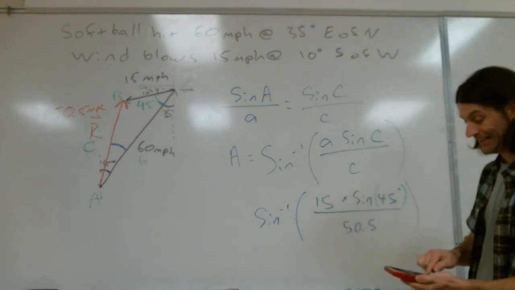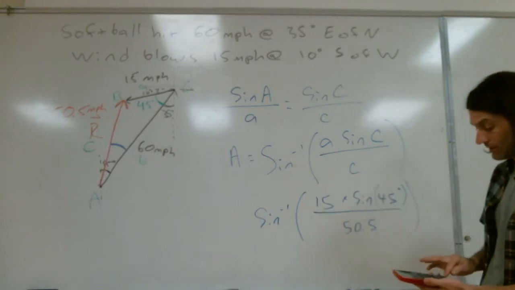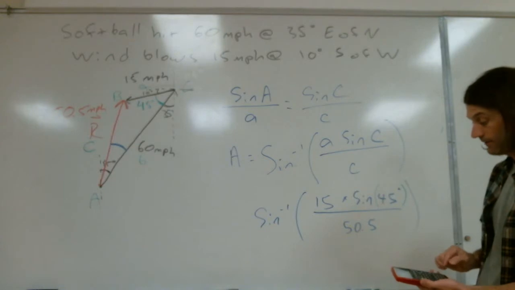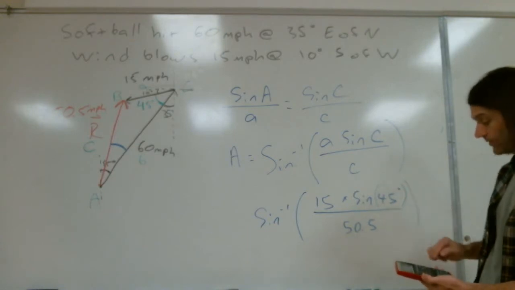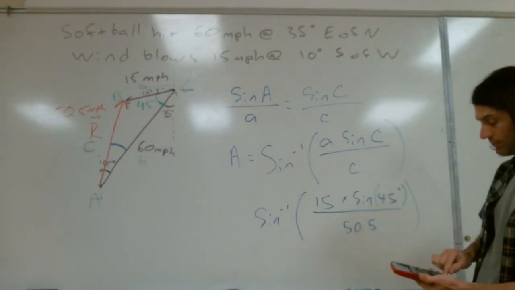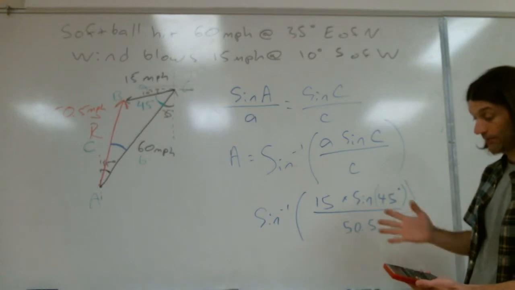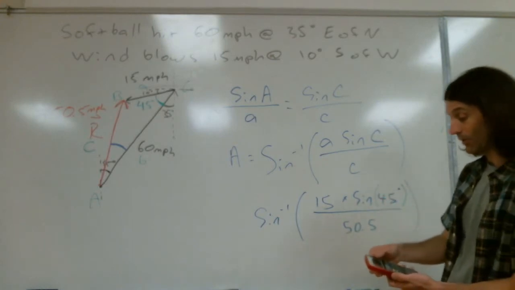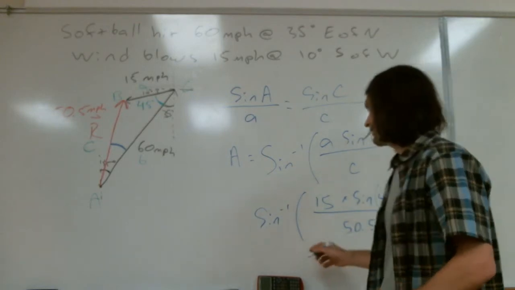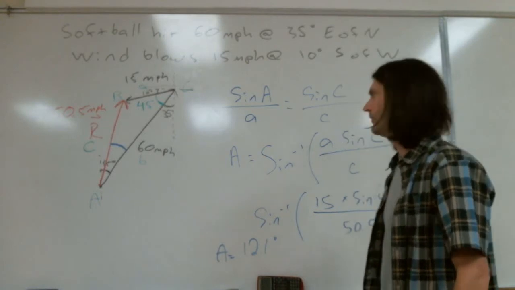So again, do this math all at once. So I'm going to push second sine. So now there is an inverse sine. It gave me that parentheses. It's 15 times sine 45, and I'm going to close that one parenthesis, push the divide button, 50.5, and now I'm closing that parentheses to tell the calculator I'm done taking the inverse sine. And I'm getting 12.1 degrees. So this then, angle A is 12.1 degrees.